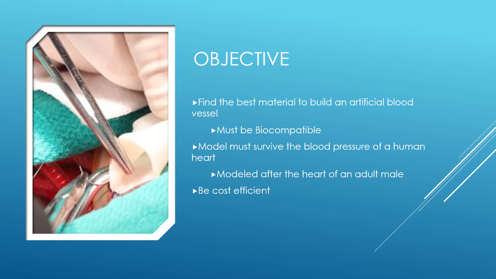Some of the criteria that the material used in a project like this must meet is, first and foremost, to be biocompatible, because this material needs to be able to survive the varying blood pressures that are produced by a human body. The models constructed in this project were then run through a simulation that was modeled after the human heart of an adult male. And the last criterion would be for the material to be cost efficient, in order to be able to reach all kinds of populations given their economic standpoint.